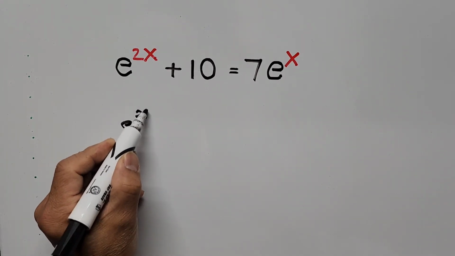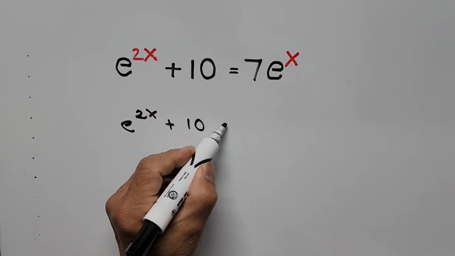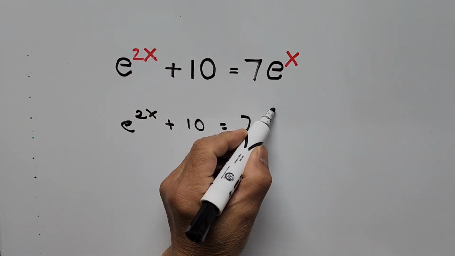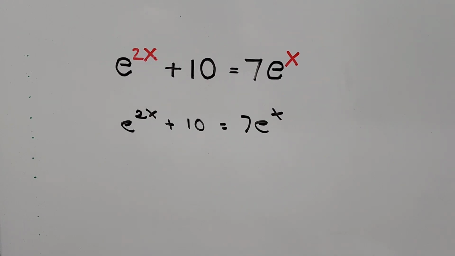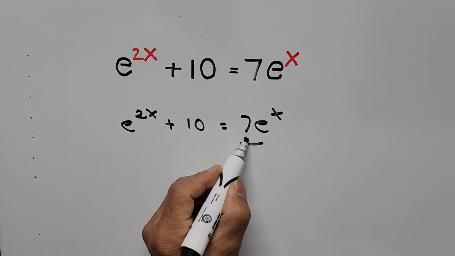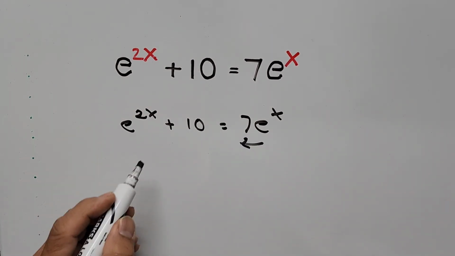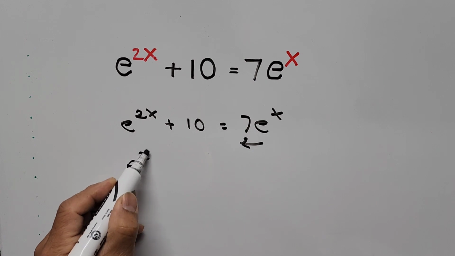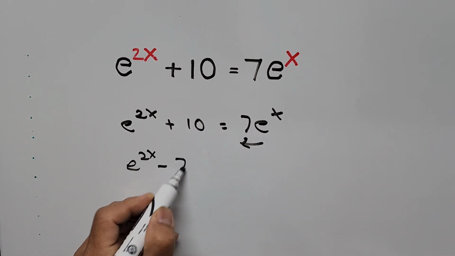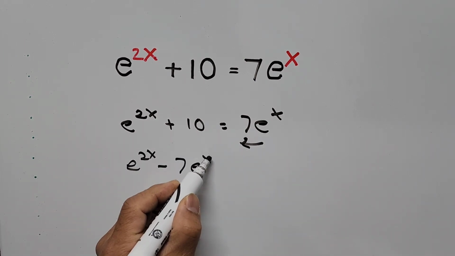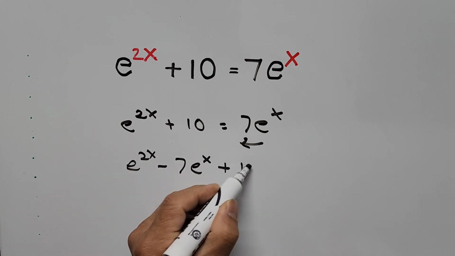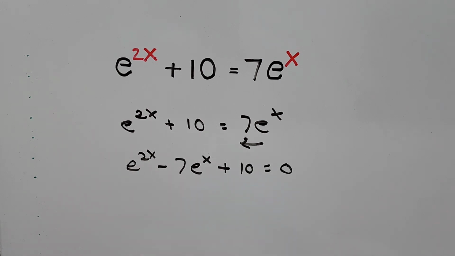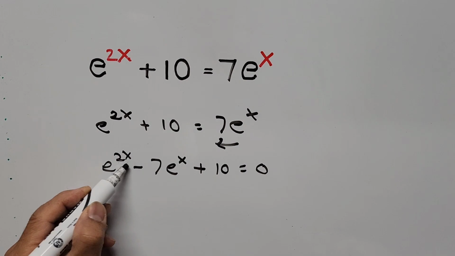e to the power of 2x plus 10 equals 7 times e to the power of x. Collecting like terms, put this term to the left side of the equation. So the equation now becomes e to the power of 2x minus 7 times e to the power of x plus 10 equals 0.